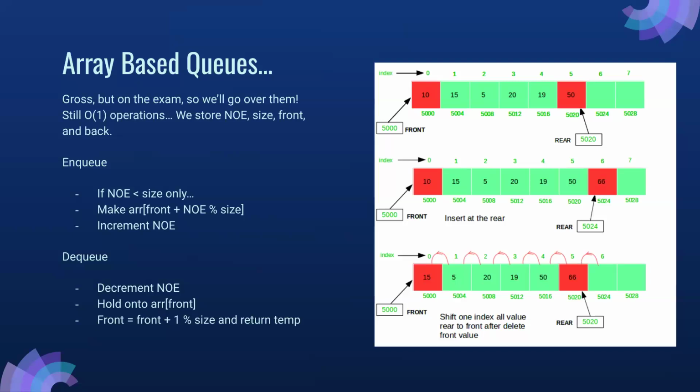Okay. Array-based queues. Personally, I'm not a big fan, I'm not going to lie. But doesn't mean we don't need to know them. So we are able to represent a queue in an array. How do we do that?